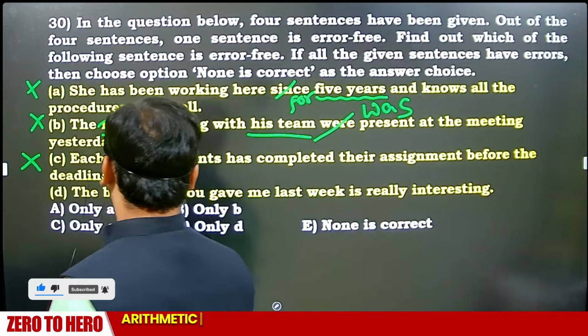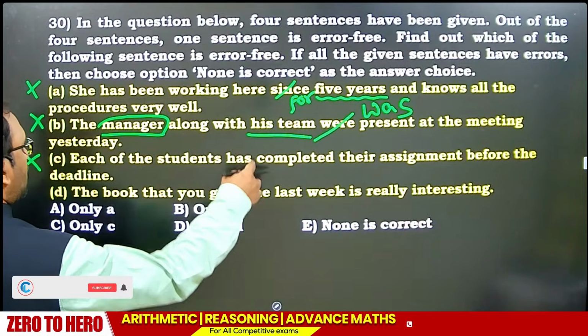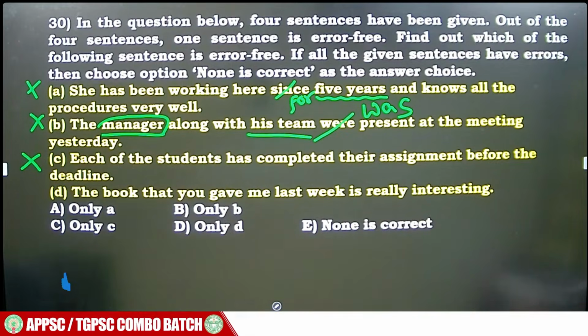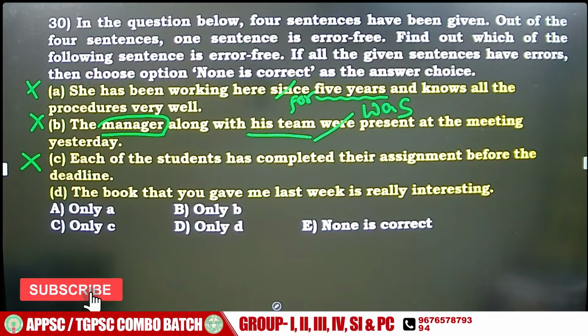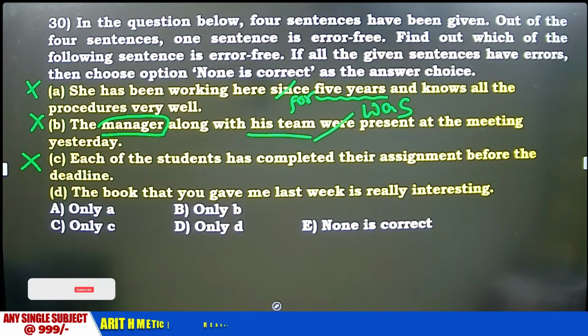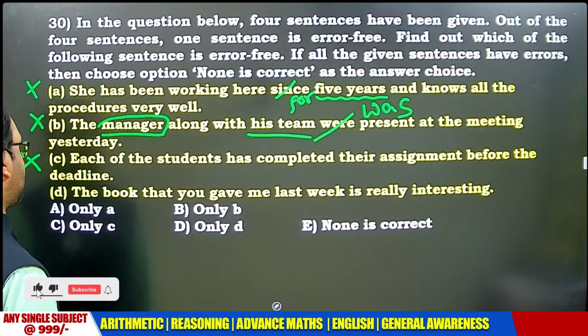You want to change has into have? No. You cannot change has into have. There is a better way of modifying the sentence. What is that, guys? If you change has into have, you are making the sentence worse.